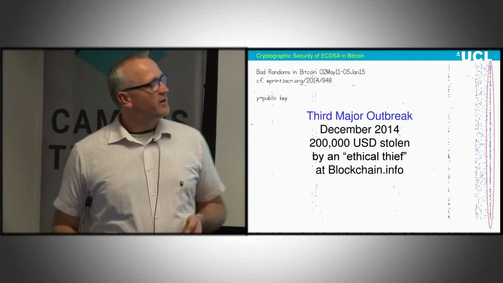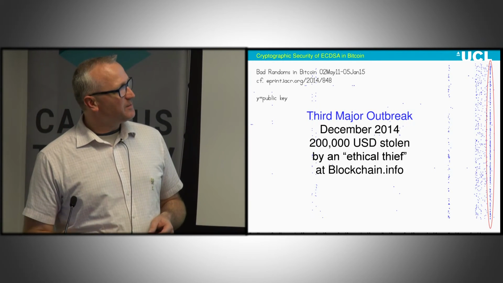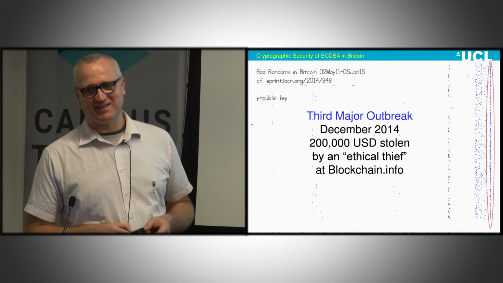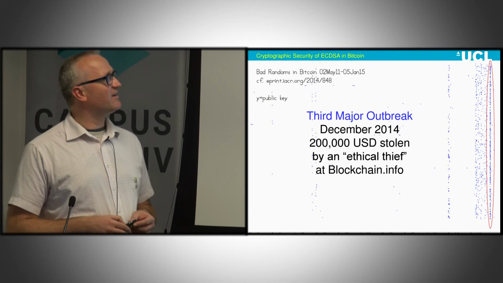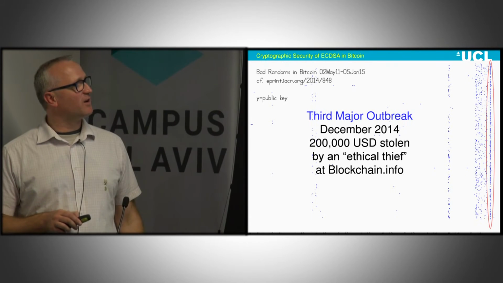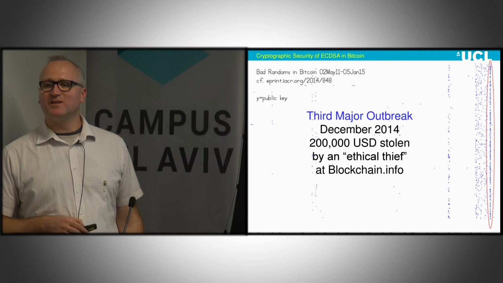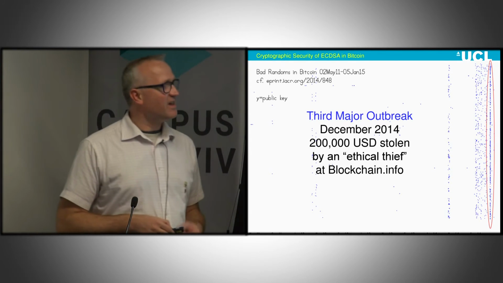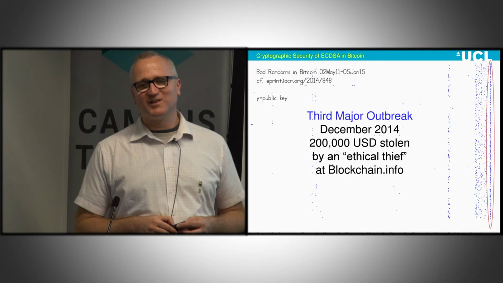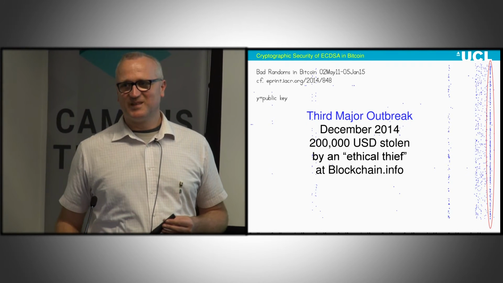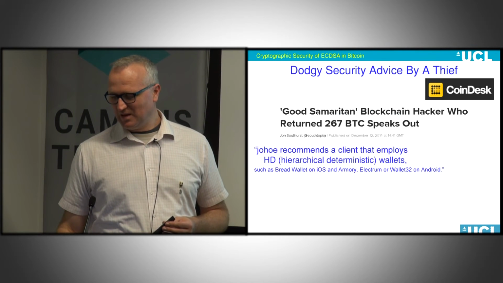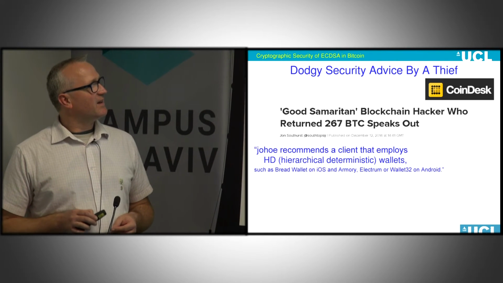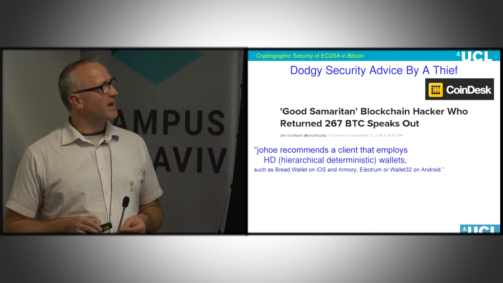There have been more outbreaks. In December 2014, there was another outbreak of these events. And here, about $200,000 were stolen by a so-called ethical thief who has given many interviews to the press. He has returned the money to blockchain.info. Interestingly, the ethical thief has recommended that to fix this problem, you should use HD wallets.